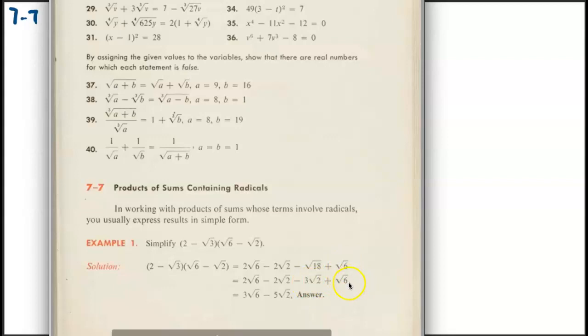But now we have like terms, right? If x equals square root 6 and y equals square root 2, we have 2x minus 2y minus 3y plus x, right? And so that'd be 3x, or since x is square root 6, 3 square root 6 minus, here's a negative 2 and a negative 3, so minus 5y, and if y is square root 2, then minus 5 square root 2, and that's the best we can do. Okay?